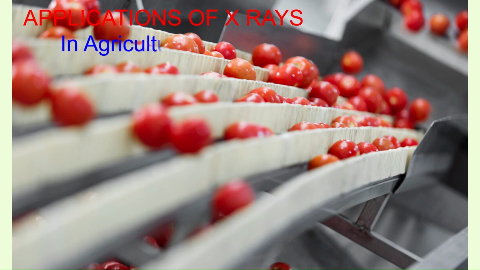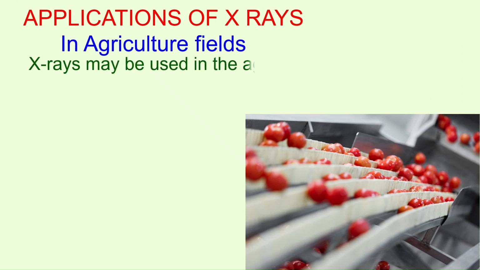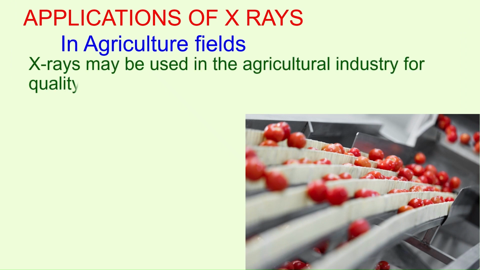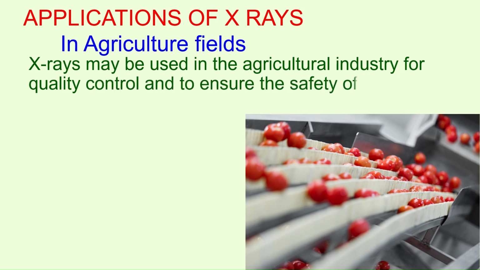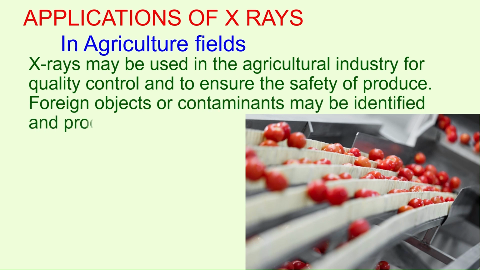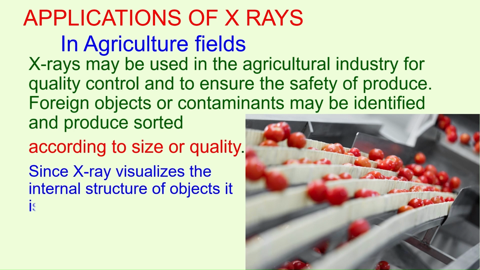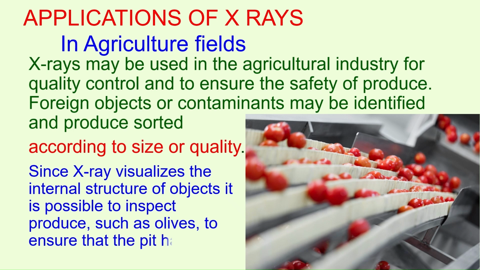Applications of X-rays in agriculture fields. X-rays may be used in the agricultural industry for quality control and to ensure the safety of produce. Foreign objects or contaminants may be identified and produce sorted according to size or quality. Since X-ray visualizes the internal structure of objects, it is possible to inspect produce, such as olives, to ensure that the pit has been removed.